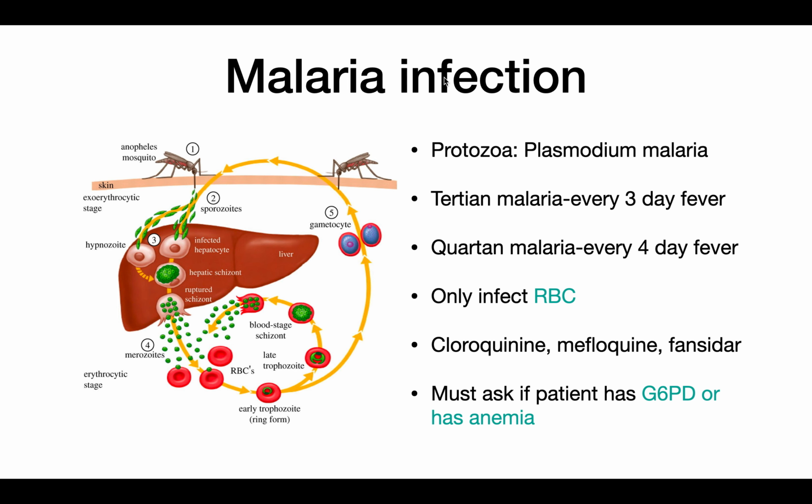So in malaria, the infectious agent is Plasmodium, and it can present as either a tertian fever or a quartan fever. This is the most dangerous one. It only affects the red blood cells. Treat it with the quinines, and you have to ask if the patient has G6PD deficiency or has anemia, because these medications are contraindicated.